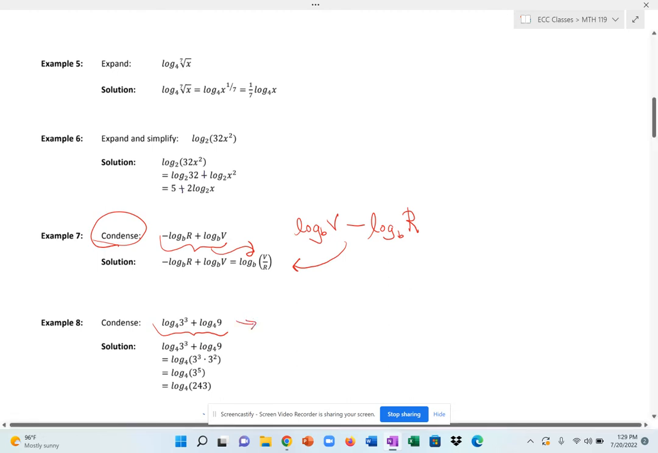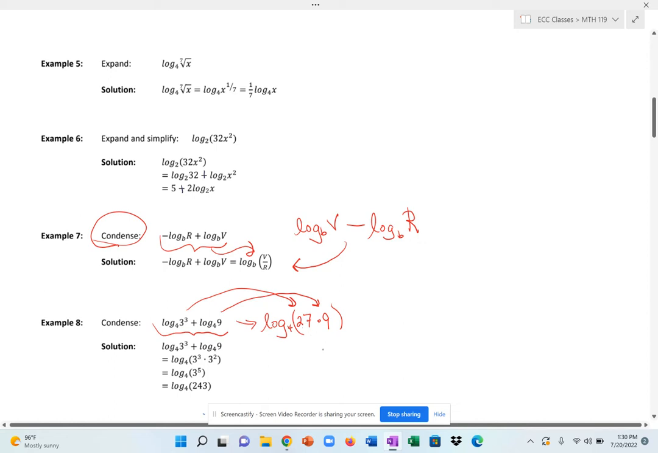And one option, and this would be, I guess, the harder way, would be to do 27 times 9, because 3 to the third is 27, and a sum of two logarithms will become the product of those two expressions, the log of the product.